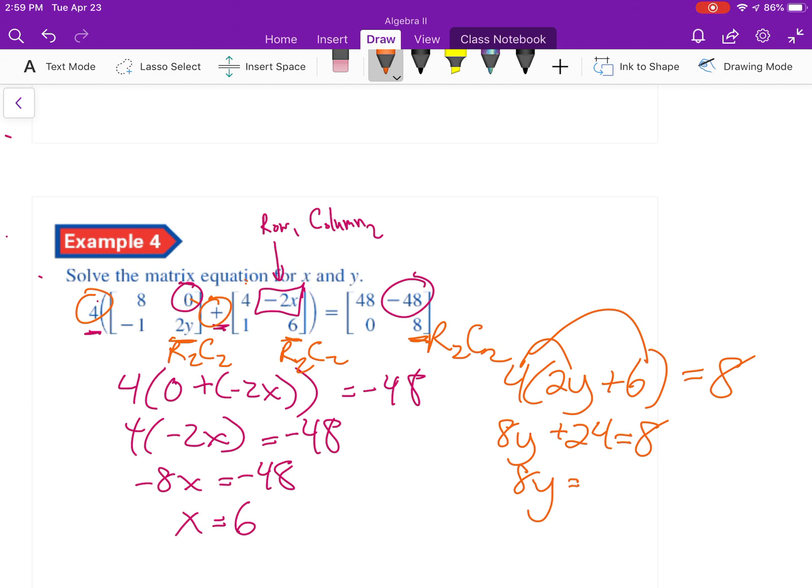8y is equal to -16 divided by 8. Get y is equal to -2. So that is operations with matrices: adding, subtracting, multiplying. There's no such thing as division, and in fact, we'll talk about a different multiplication later.